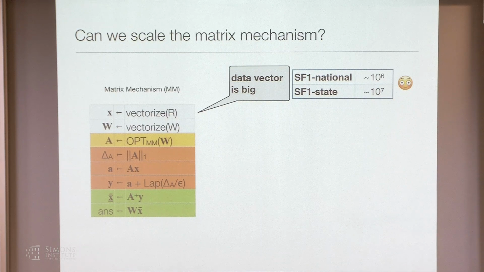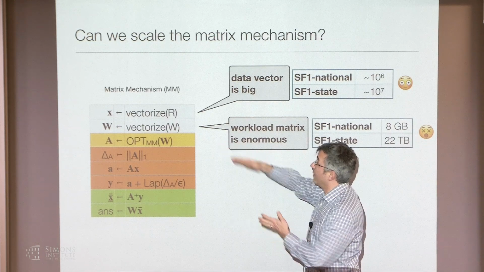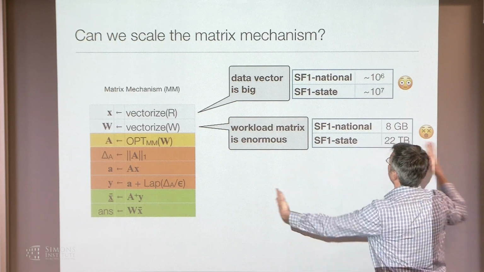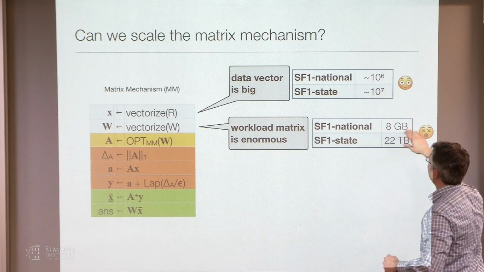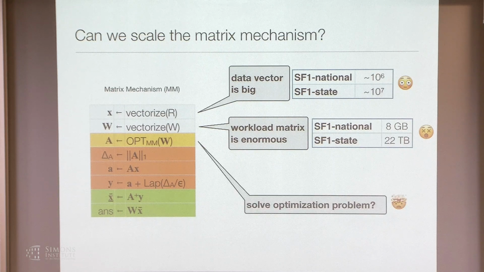So we're worried. Then we have to materialize our workload matrix, because that's what we're going to feed into the optimization problem. Oh boy, because then we have 4,000 queries times the domain size. So at the national level, that's an 8 GB matrix. At the state level, it's 22 terabytes. All right, and this is the thing that Sasho wants you to run an SDP on. Sorry to single you out.